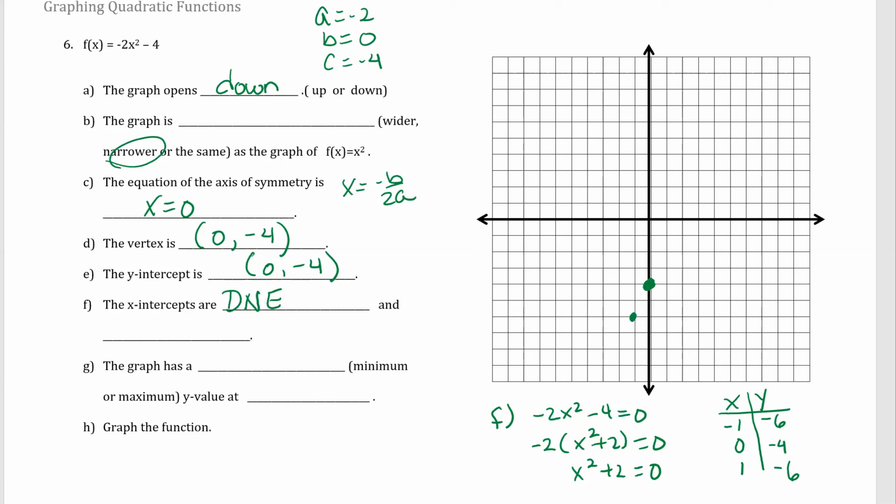So now we have a point on either side of the vertex. So we can draw a parabola. We know that the graph has a maximum, and then the maximum value is the y value of the vertex. There you go.